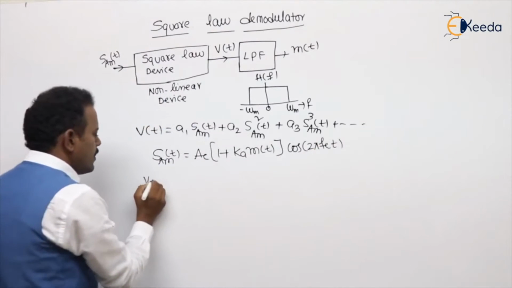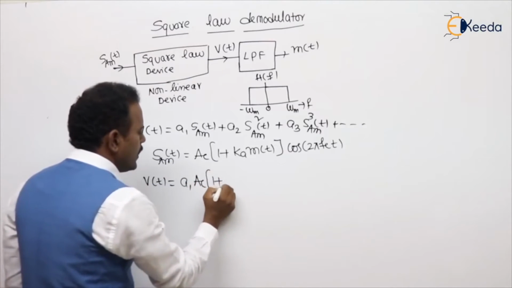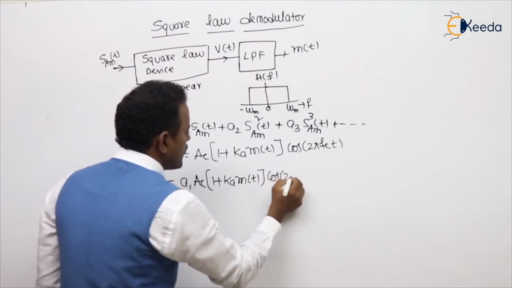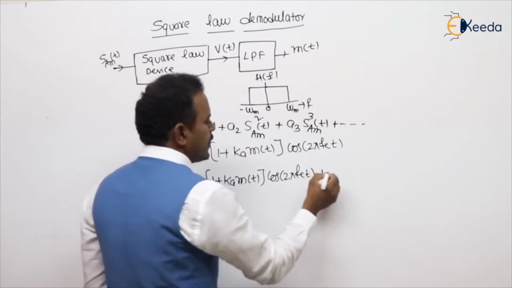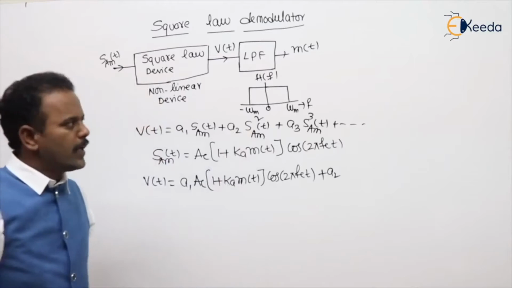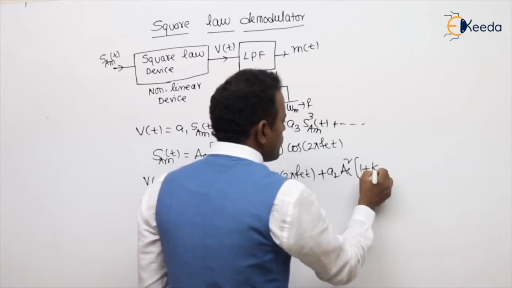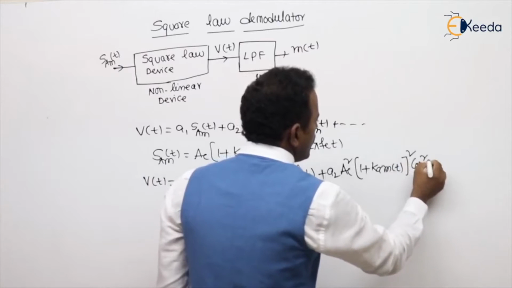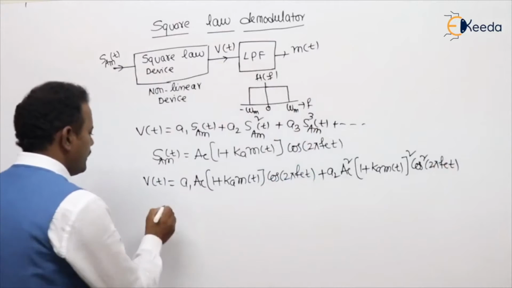What is V of t equal to? A1 into Ac into 1 plus Ka into m of t into cos 2 pi fc t, plus A2 into, this should be square, Ac square into 1 plus Ka into m of t whole square into cos square 2 pi fc t. Are you following my point? Just expand.